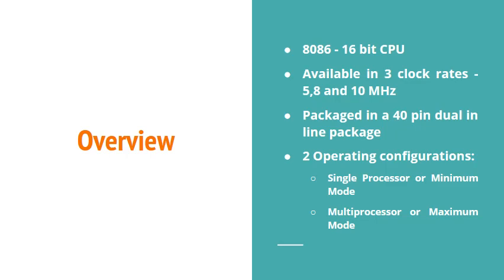Let's start with an overview of the 8086 microprocessor. The 8086 microprocessor is a 16-bit CPU which is available in 3 clock rates for the various versions, which are 5, 8 and 10 MHz. It is packaged in a 40-pin dual inline package and it has 2 operating configurations, which are the single processor or the minimum mode and the multiprocessor or the maximum mode.